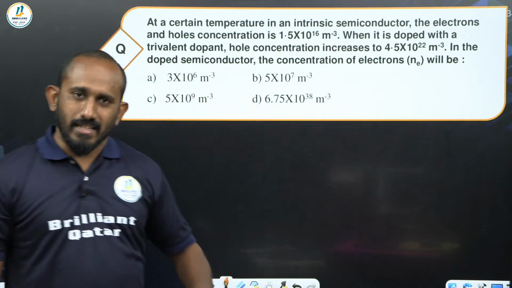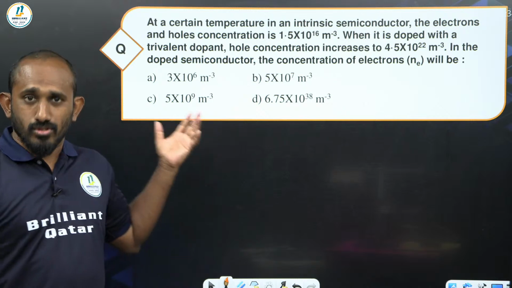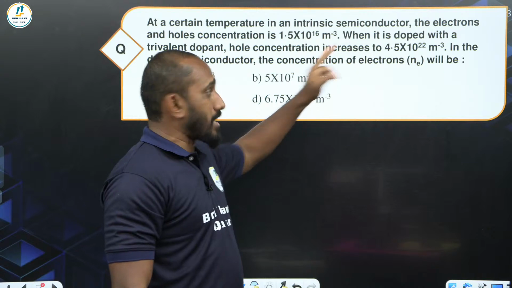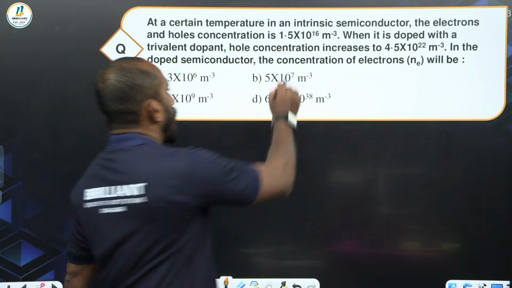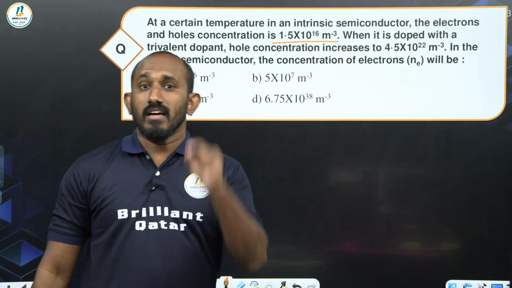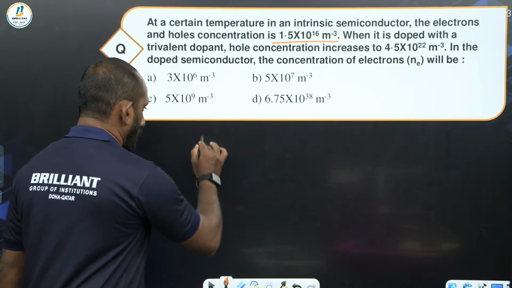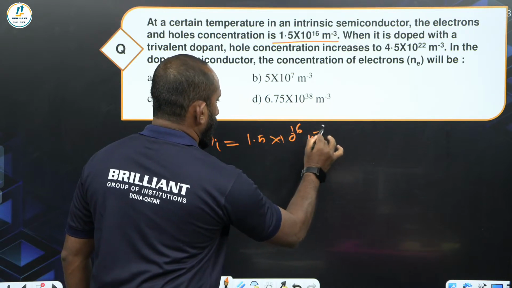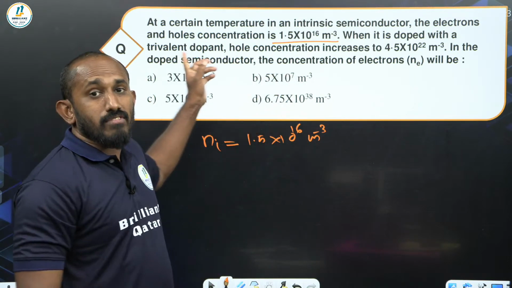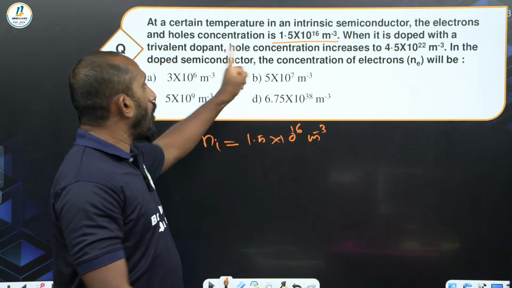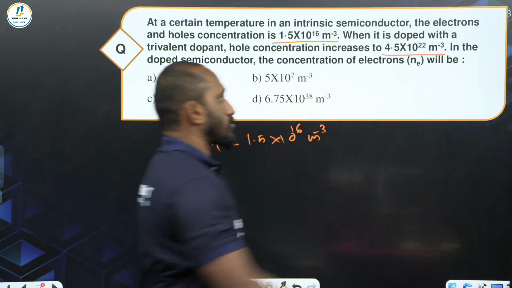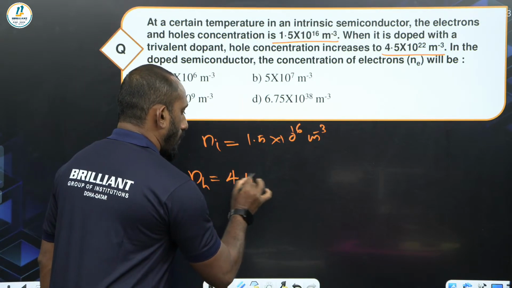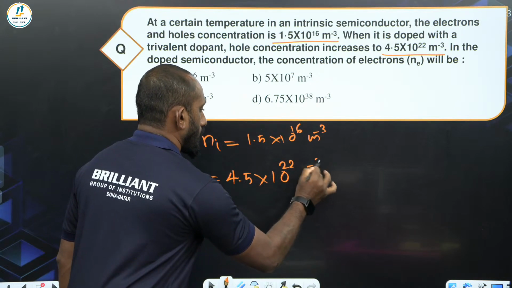Yeah, again from semiconductors, another chapter. I mean, another question set from a question paper. So it looks similar. Can we all solve it quickly? At a certain temperature in an intrinsic semiconductor, the electron and hole concentration is 1.5 × 10^16. So that is the number density of intrinsic charge carriers. So Ni is equal to 1.5 × 10^16 per meter cube. When it is doped with a trivalent dopant, meaning it became extrinsic, the hole concentration increases to 4.5 × 10^22. So here NH is given as 4.5 × 10^22 per meter cube.